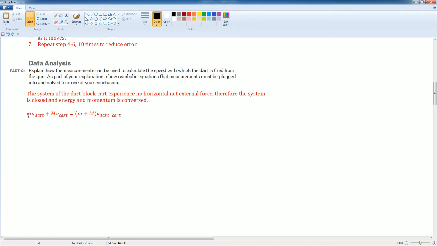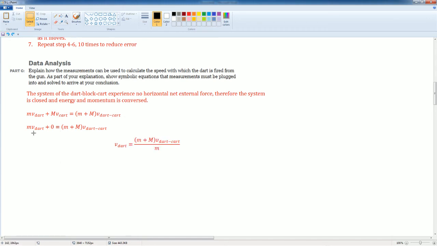The momentum of the dart, which is the mass of the dart times the velocity of the dart, plus the mass of the cart and the velocity of the cart, is going to be equal to the mass together. This is after they collide together, and they're going to be moving at a certain new velocity. Notice that the momentum of the cart is zero because it's not moving. It's at rest at the start.